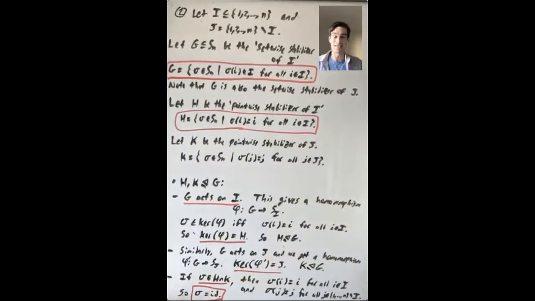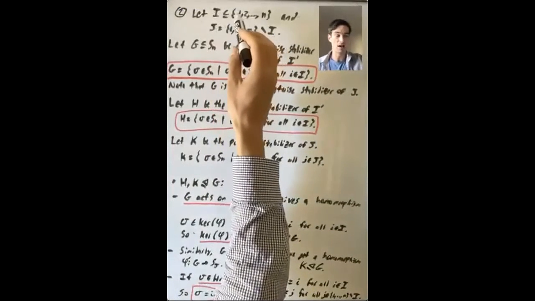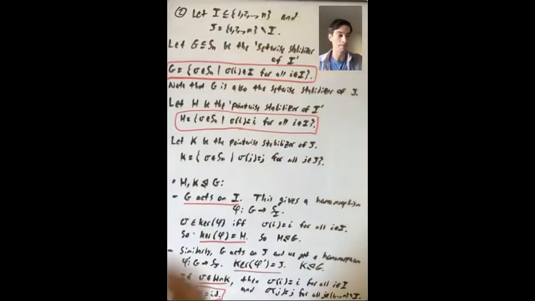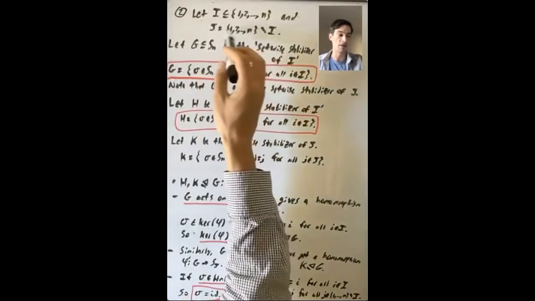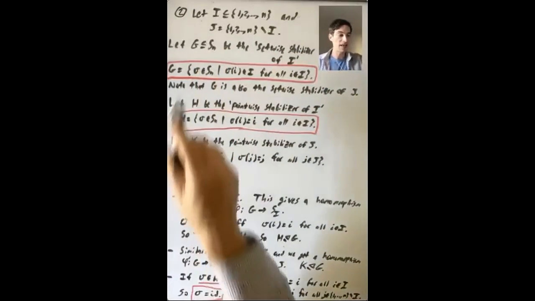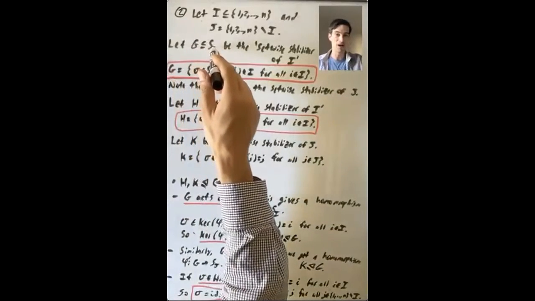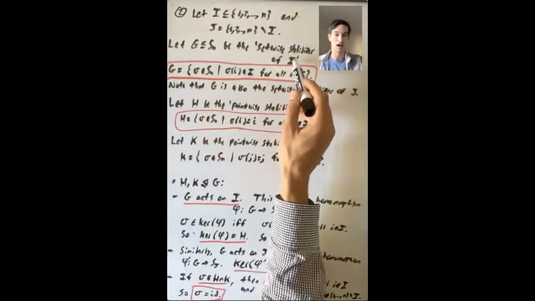Let's look at our next example. This example and the last one we'll do in this video will both come from groups of permutations. So let's take a subset I of the set from 1 up to n. And let's let J be the complement of that subset, so everything else from 1 up to n that's not in I. Let's let G be the subgroup of Sn that is the setwise stabilizer of I.